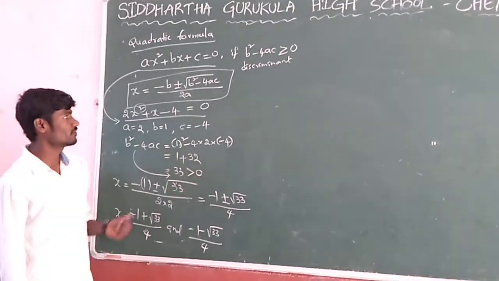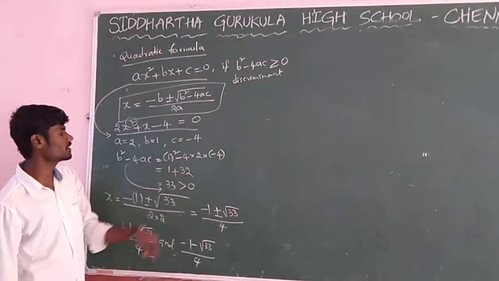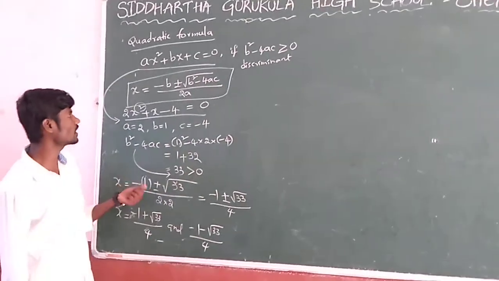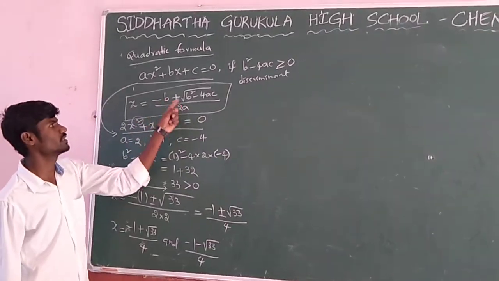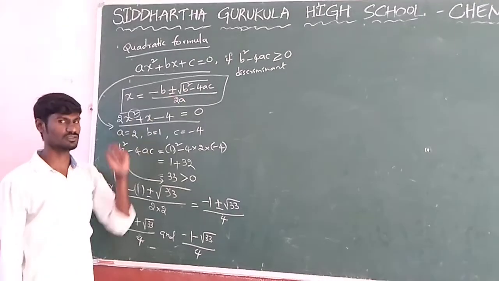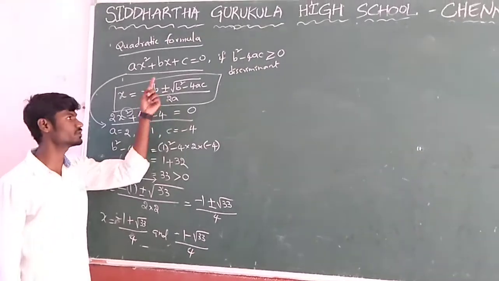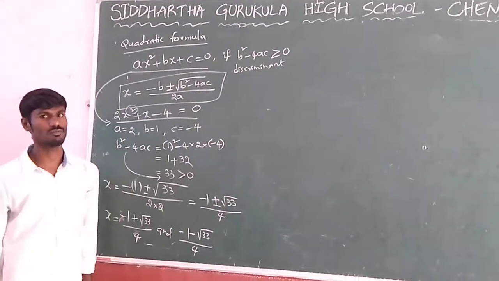So in this method, first we need to take the a, b, c values, then find the b square minus 4ac value. After getting this, substitute the values in minus b plus or minus square root of b square minus 4ac by 2a. One is the plus root and another is for the minus value. So this is by the quadratic formula.